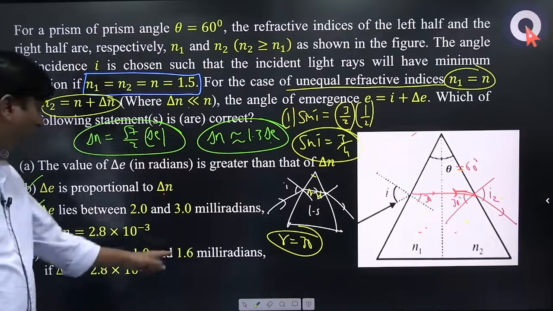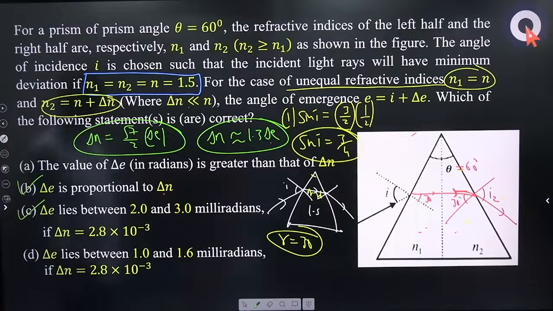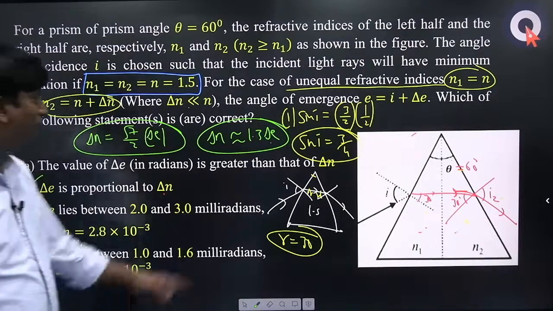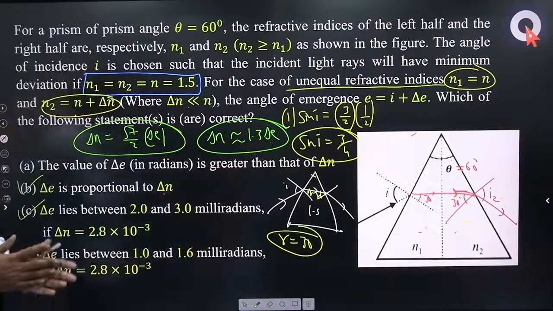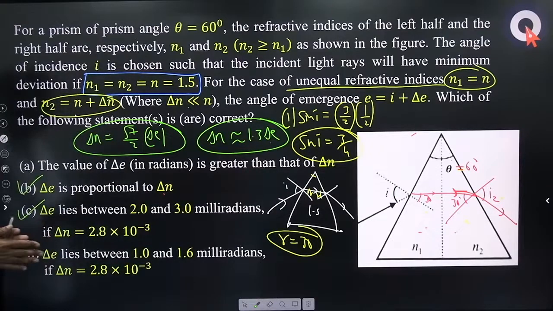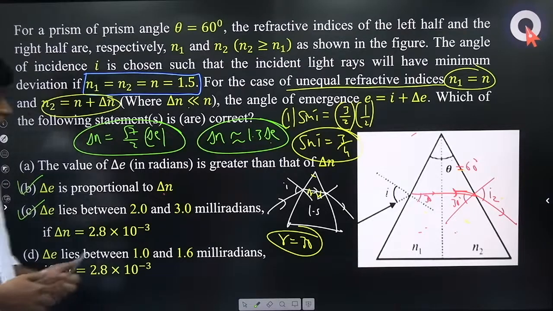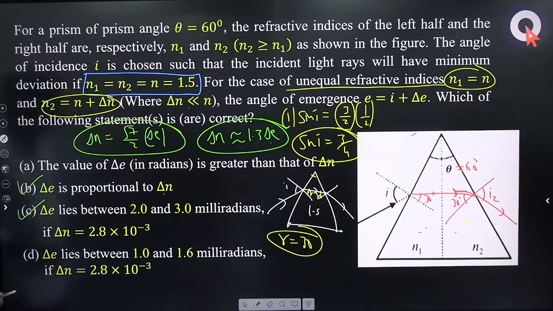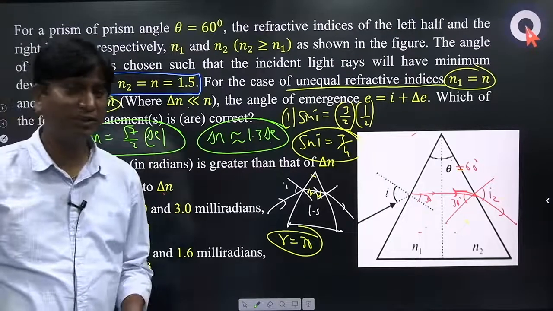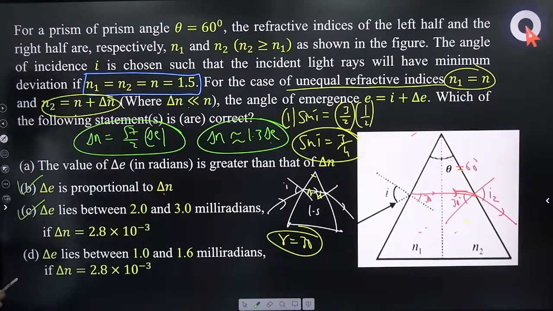And if delta E lies between 1 and 1.6, what about delta N? Even if you take 1.6 here, 1.3 into 1.6, you will not get 2.8, right? So that is why option B and option C are the two correct options for this particular question. Okay, right. So this is also a very good question that previously appeared in JEE Advanced. So we'll get back to the next question.